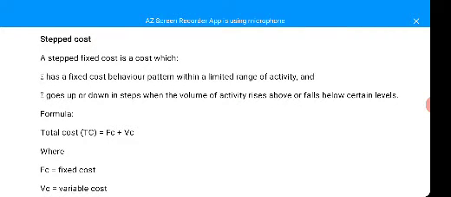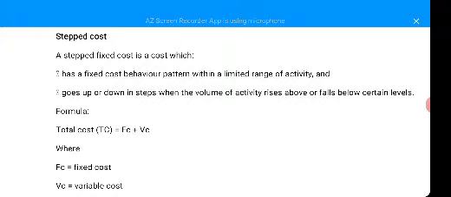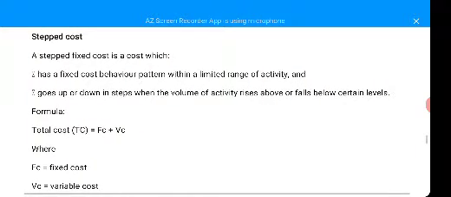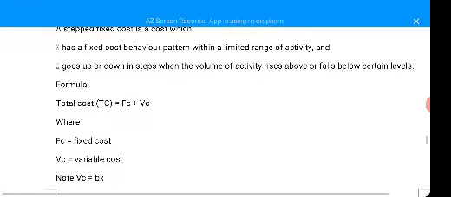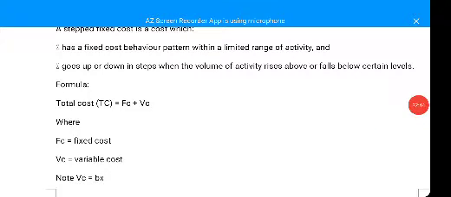That means the cost will remain fixed up to a particular level of activity. It will then move upward after that particular level; it's called a step up cost. A step fixed cost is a cost which has a fixed cost behavior pattern within a limited range of activity and goes up or down in steps when the volume of activity rises above or falls below a certain level.